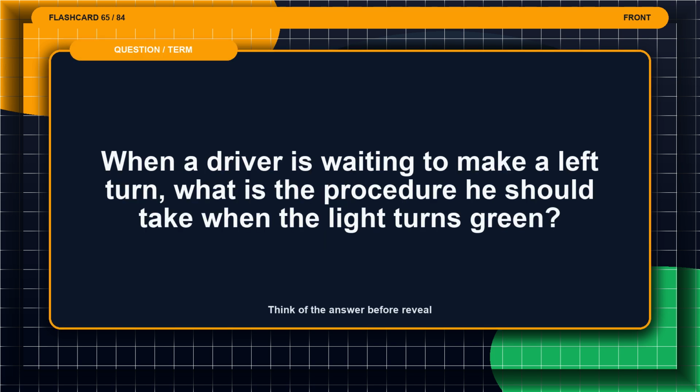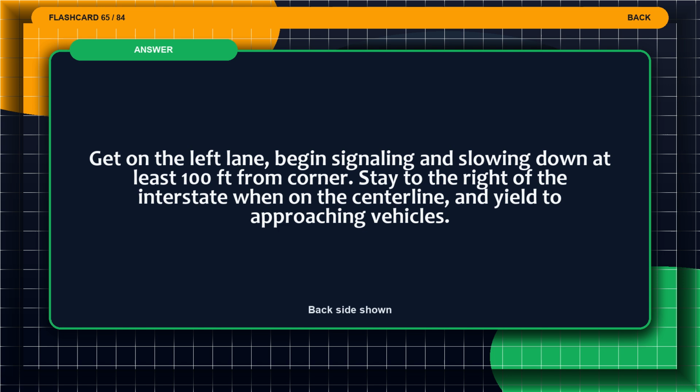Flashcard 65. When a driver is waiting to make a left turn, what is the procedure he should take when the light turns green? Think of the answer before the reveal. The answer is get in the left lane. Begin signaling and slowing down at least 100 ft from the corner. Stay to the right of the center line, and yield to approaching vehicles.